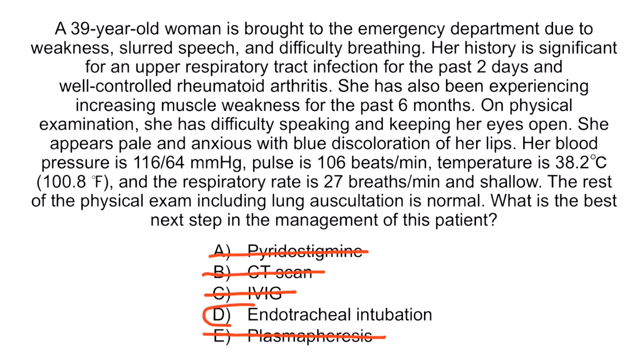So again, the correct answer is D, endotracheal intubation. And that concludes our video on neuromuscular diseases.